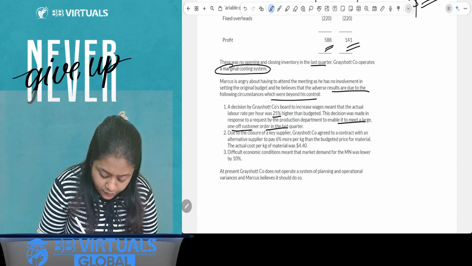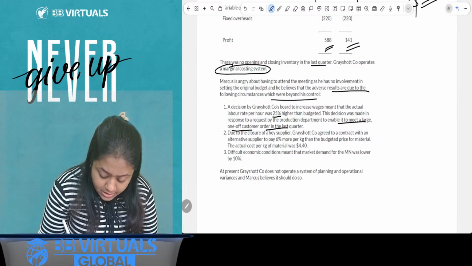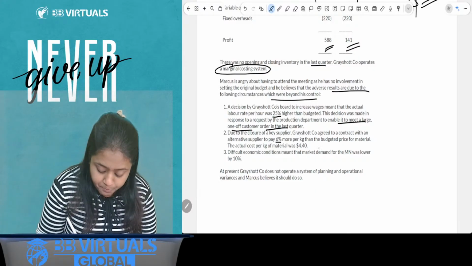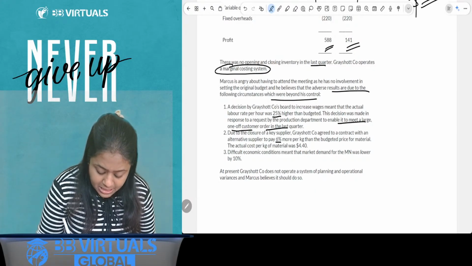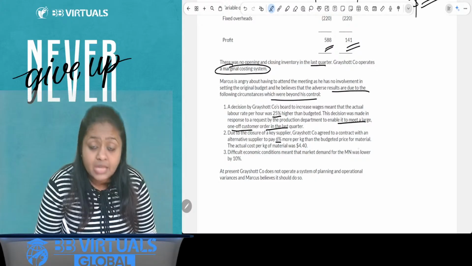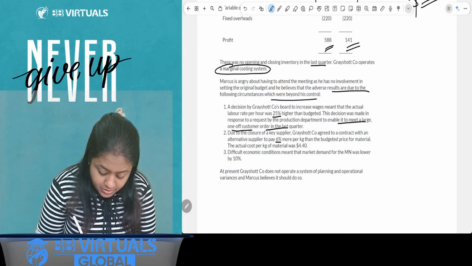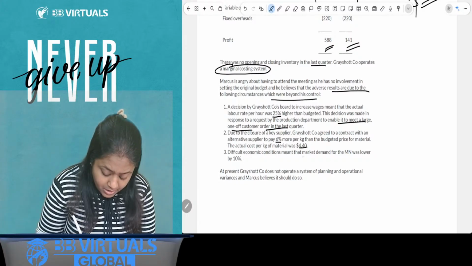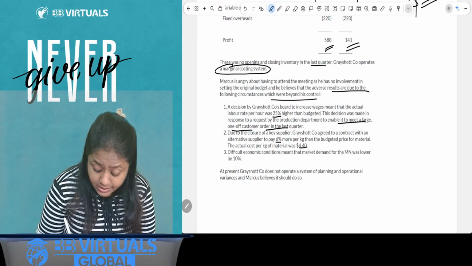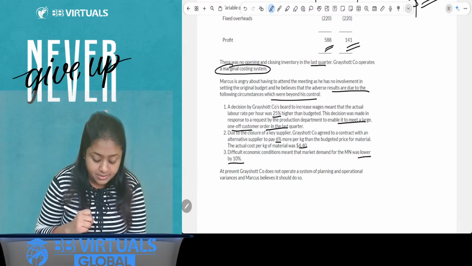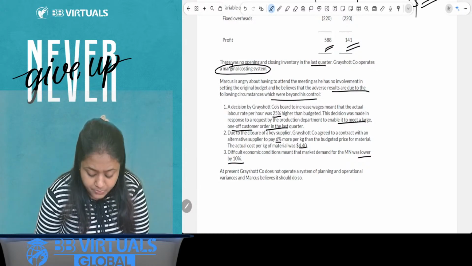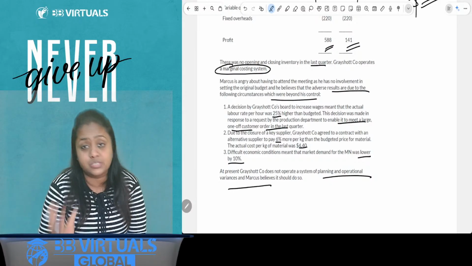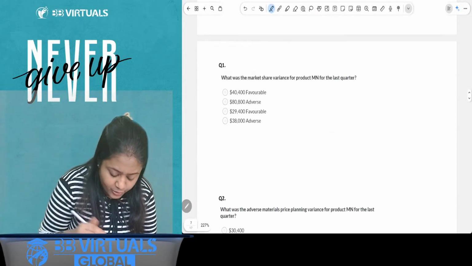Due to the closure of a key supplier, Grey Shot Company agreed to contract with an alternative supplier to pay 6% more per kg than the budgeted price for material. The actual cost per kg of material was 4.4. Then third one, difficult economic conditions meant that market demand for the entity was lower by 10%. At present, Grey Shot Company does not operate a system of planning and operational variances. That means this question is based on it. Let's see the first one.